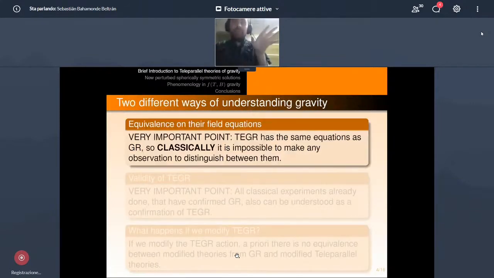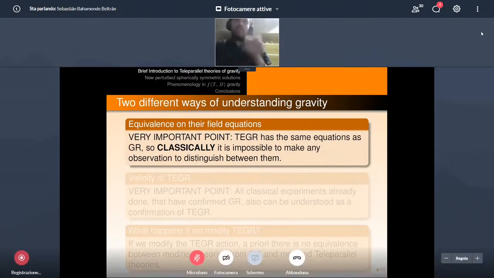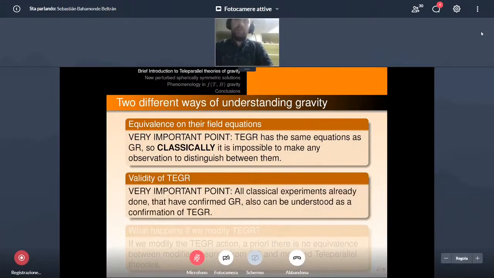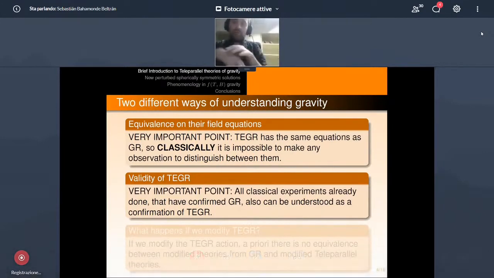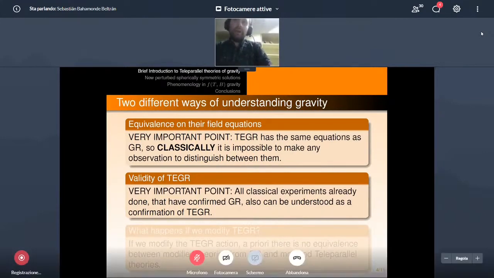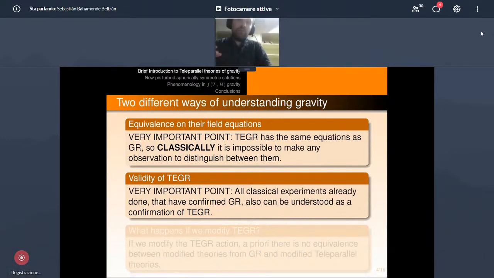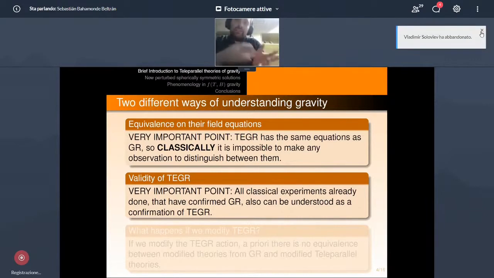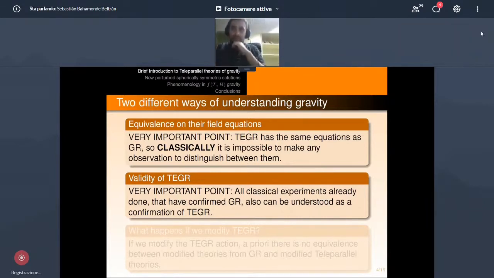So there is this very important point that classically there is this equivalency between these two frameworks, TEGR and GR. So it's not possible to make any observation to distinguish between them. All the classical experiments that we know in GR, photons, black holes, everything, can also be understood as a confirmation of the teleparallel equivalent of GR, because you have exactly the same equation, the same geodesic equation, everything is exactly the same. So following the question before, you can also say that torsion is the field which gives the gravity and not curvature.